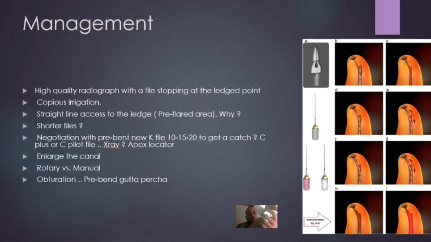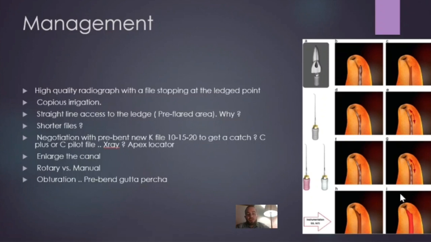Now, before starting the initial negotiation of the ledge, we have to make sure that the canal is completely free of any debris or any old root filling. So whenever we have gutta percha in retreatment cases, we have to remove all that gutta percha before starting the negotiation and take an X-ray to confirm the emptiness of the canal.